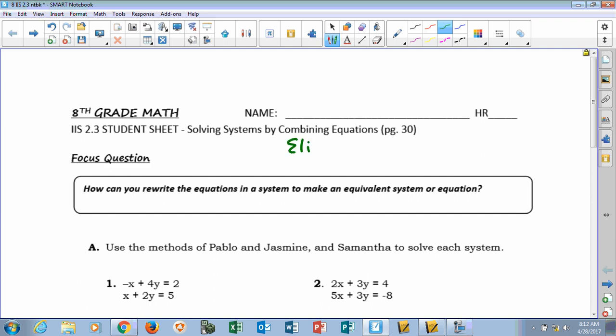Elimination. So I want you to write that underneath. That's the word that it's commonly referred to in most math textbooks. So basically, it's using addition or subtraction to eliminate a variable, and we're going to kind of get into how to use it.